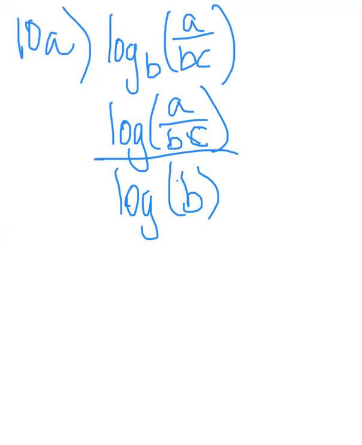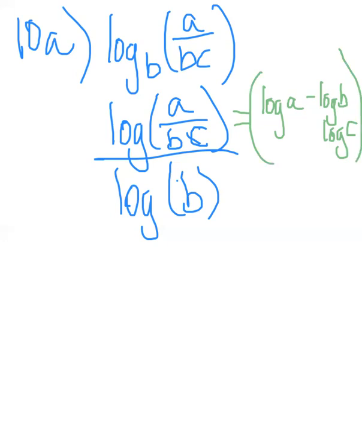Now I can rewrite the first part, the numerator, according to the multiplication and division log rules. So this is the same thing as log of A minus log of B times log of C. I know, I'm sorry that ran down on the line. And this whole quantity is having log of B subtracted from it because of the denominator.